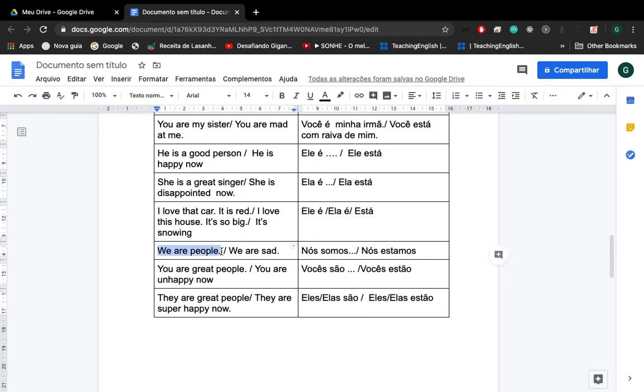We are people. When we say we are people, are we gonna stop being people and turn into animals or something like that? Of course not, right? We are people. We're always gonna be people. So the verb would be the verb ser in Portuguese, which conjugated with we would be nós somos. Repeat, please. Nós somos. Okay? Nós somos pessoas. Because it's something that's not going to change.